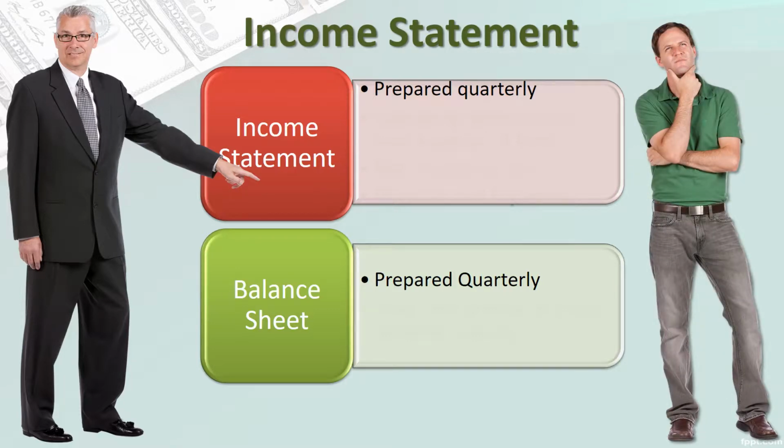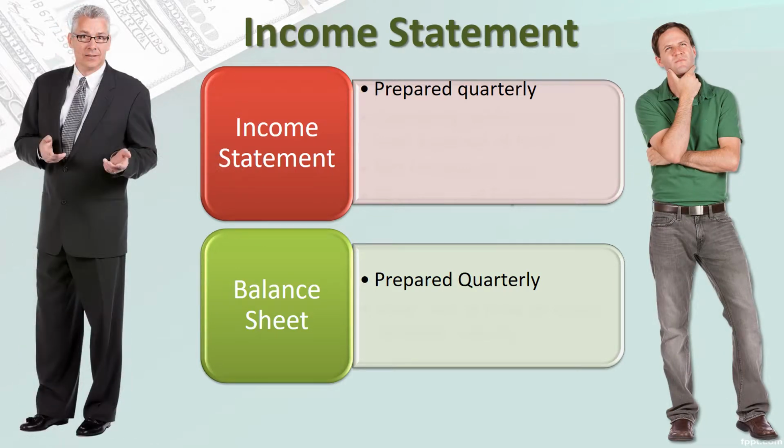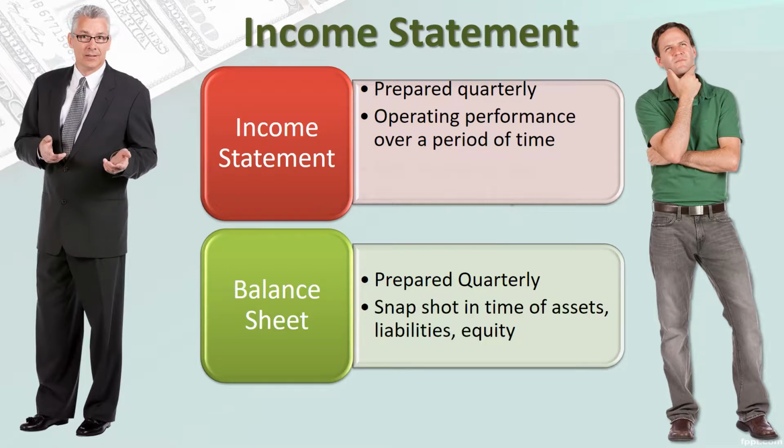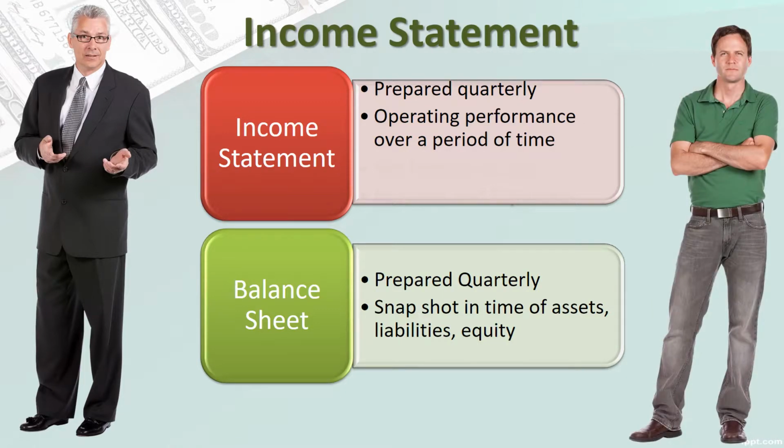Now, how is this different from a balance sheet again? The income statement shows the operating performance across a specific period of time, while the balance sheet provides a snapshot in time of the assets, liabilities, and equity. The income statement shows the net income or loss in terms of revenues, which is cash generated from sales, and expenses, which is money expended to generate that revenue. The information it contains is quite different from a balance sheet. Also, unlike the balance sheet, which is a snapshot in time, this covers a period of time.